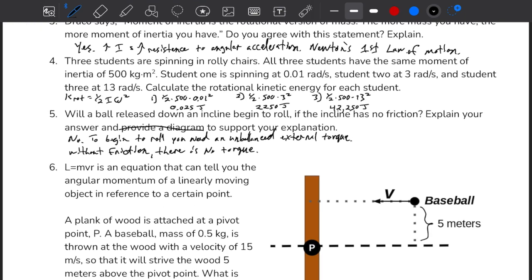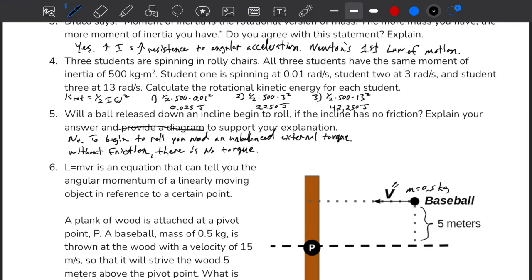Angular momentum is equal to MVR is an equation that can tell you the angular momentum of a linear moving object in reference to a certain point. It's great information. Plank of wood is attached to a pivot point P, so we know P is the pivot. A baseball of mass is 0.5 kilograms, so let's go ahead and put the mass in the picture to make it easier. 0.5 kg is thrown at the wood with a velocity of 15 meters per second.